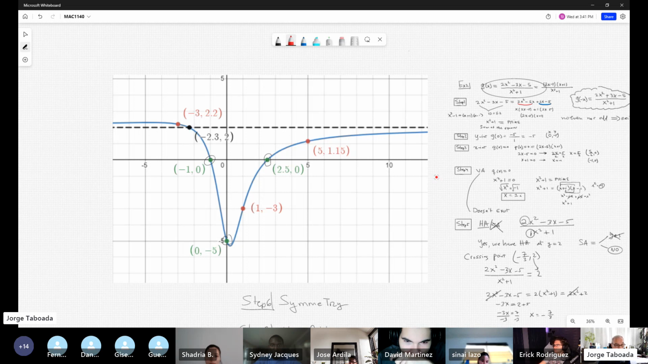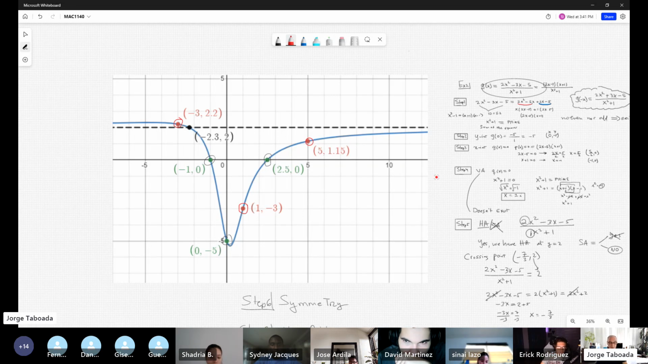I select, for example, -1, -2, -3. I select x = -3, and the value is 2.2. You plug it into the formula. That's it. And x = +1 gives -3, and +5 gives 1.15 positive.